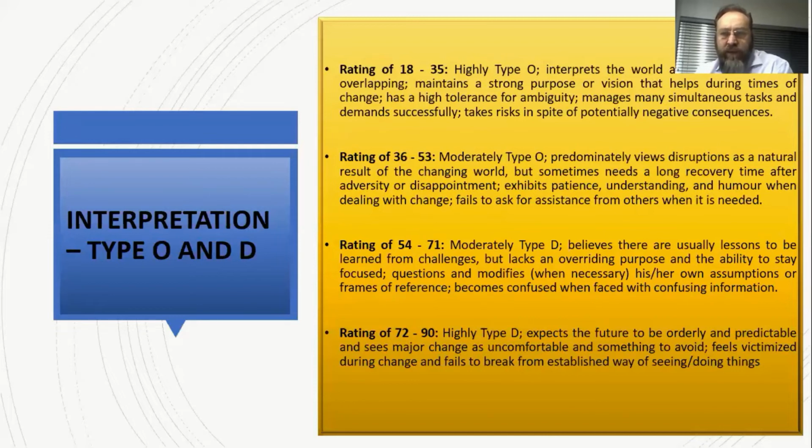And of course, this is almost the Achilles heel of this type of high type D individual, because they are very uncomfortable. They tend to be very risk averse, and of course they feel victimized during times of change. And unlike the high type O, who often sees himself as a victor, as a beneficiary of change, the high type D type of team member would often perceive themselves as being a victim of change. And of course, they would be the most resistant to change.